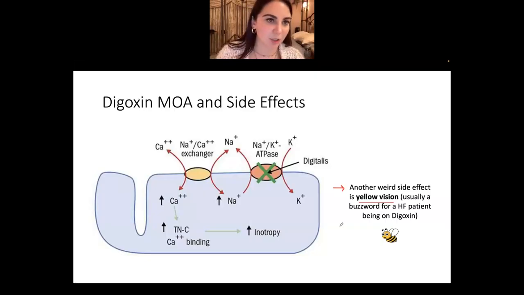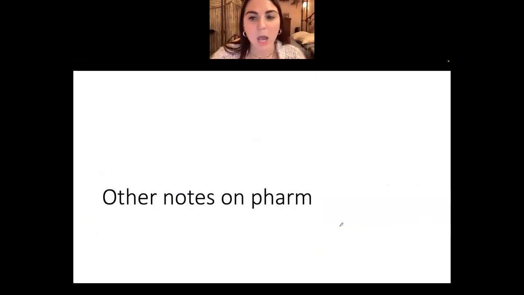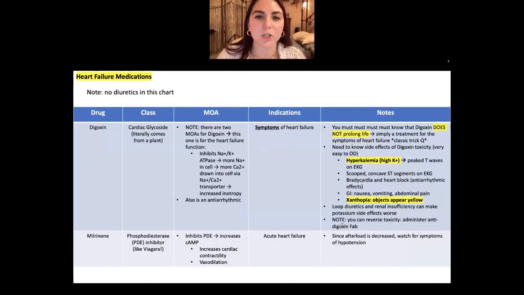What's an expected side effect of this drug? Hyperkalemia. It does other stuff. I have a chart that I'm going to show. Actually, I'm going to go to it now. I made some charts for you guys with all the important stuff to know.